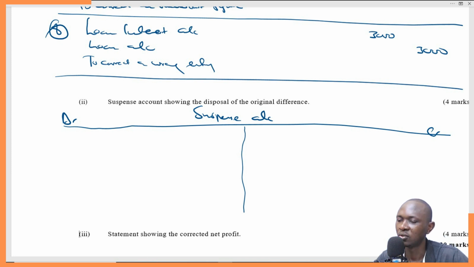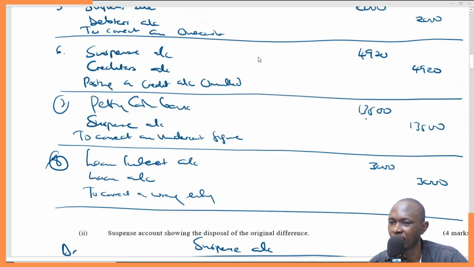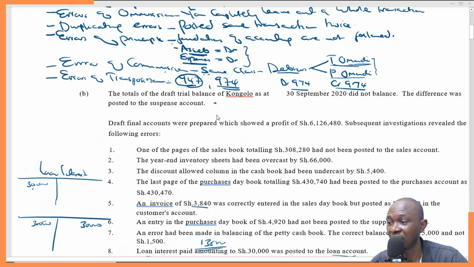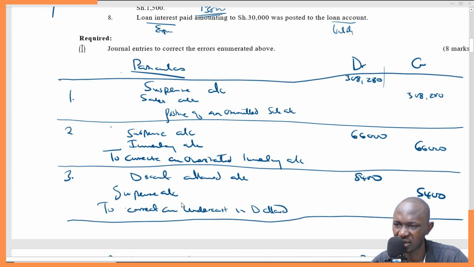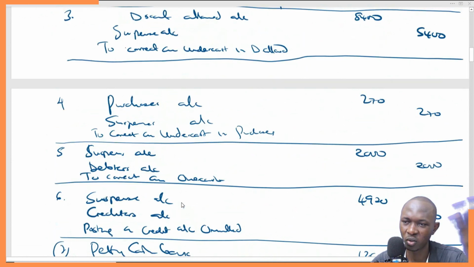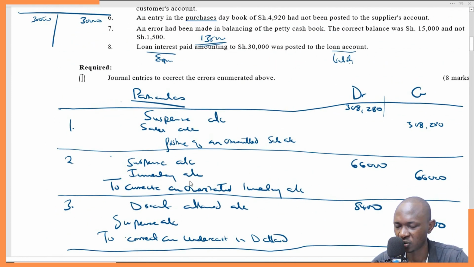Now this question has not even told us by what figure the total balance is agreed. Totals on the draft balance at Congolo did not balance. The difference was, it has not said anything. So what we are going to do is just to do what we are supposed to do. These are the corrections we have.